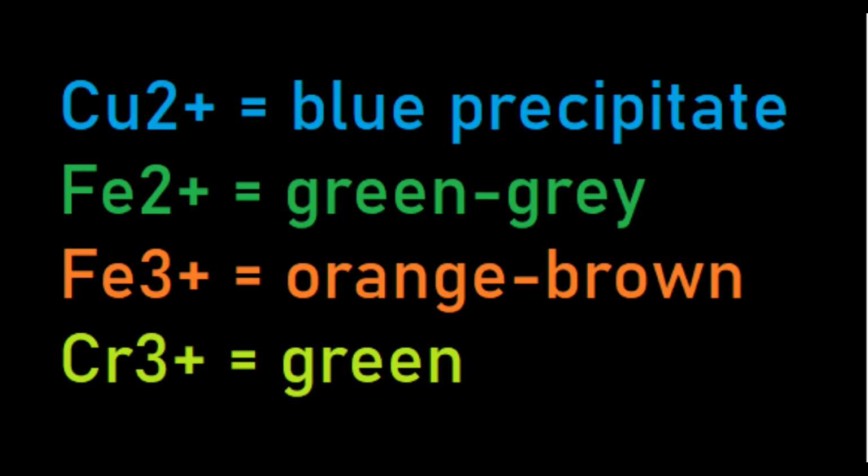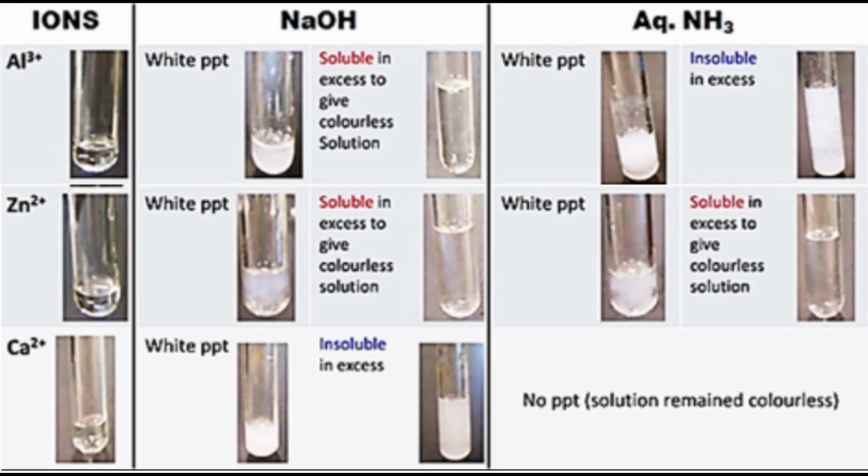There are some other metal ions that you need to remember as well, which don't give colored precipitates. Now these are a little bit harder because you can't just remember the color. They all give white precipitates, and these are aluminium, so Al3 plus, zinc, so Zn2 plus, and calcium, so Ca2 plus. And they all give white precipitates. So the way to tell the difference between these is their different behaviors with sodium hydroxide and ammonia.